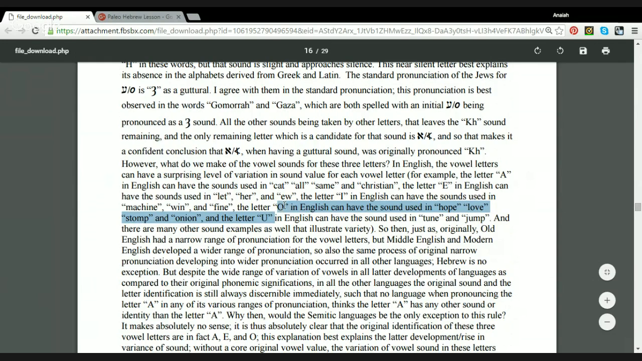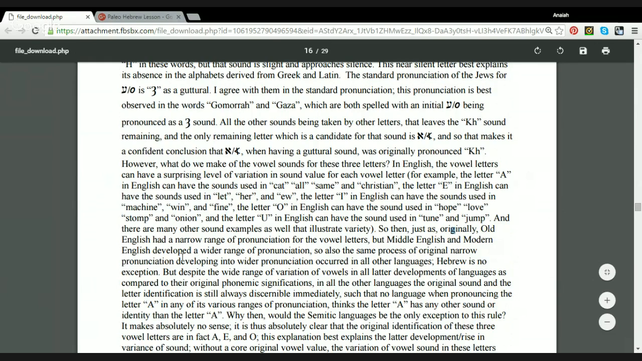It clearly is O, but just like in English, sometimes later dialects use O for different sounds like this. It would be the same thing with iron. And oo, right there, we got tune and jump. So I say there are many other sound examples that illustrate variety in the English language.